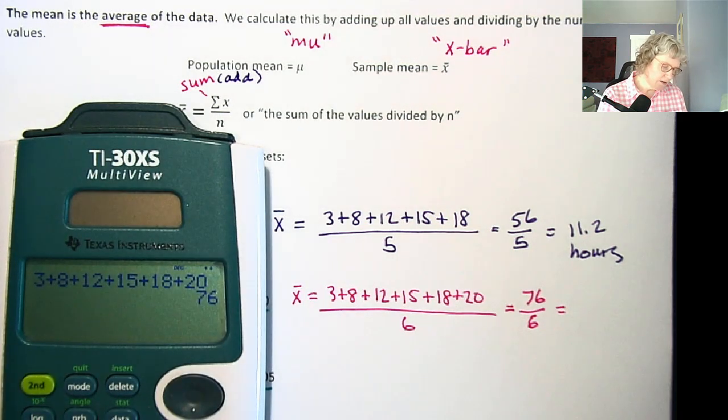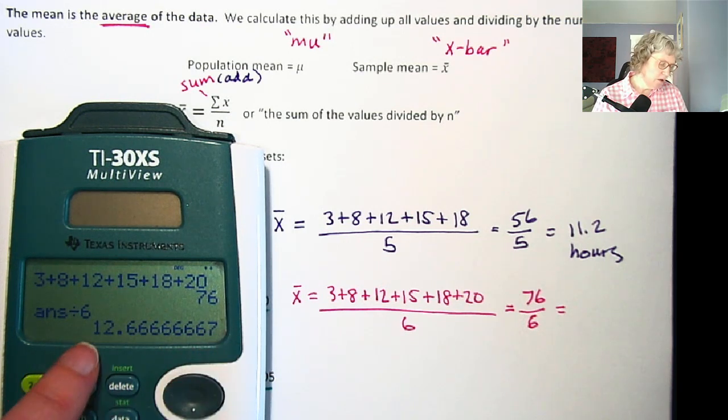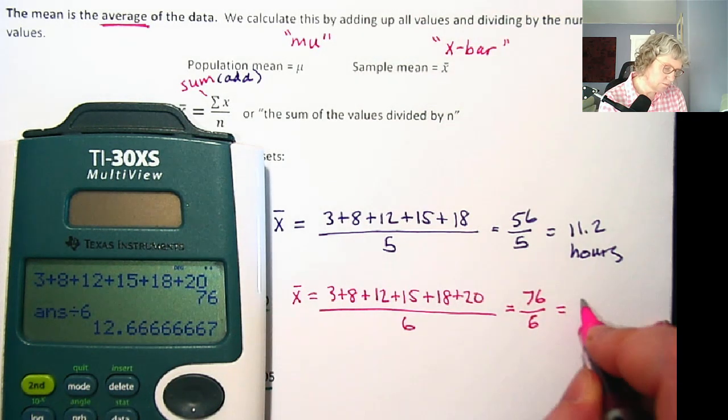Let's find out. 76 divided by 6 is 12 and 2/3. I'm going to round that to 12.7.